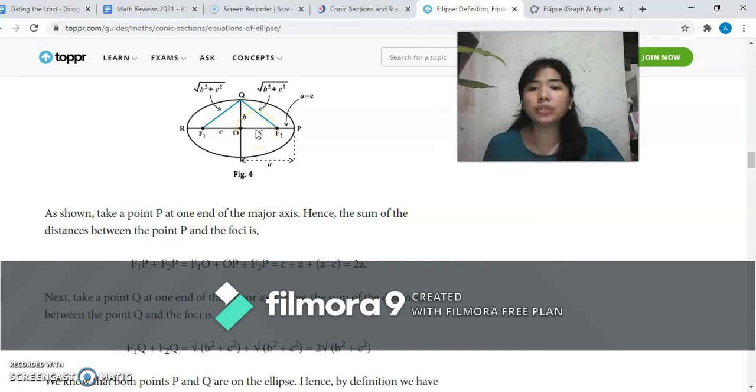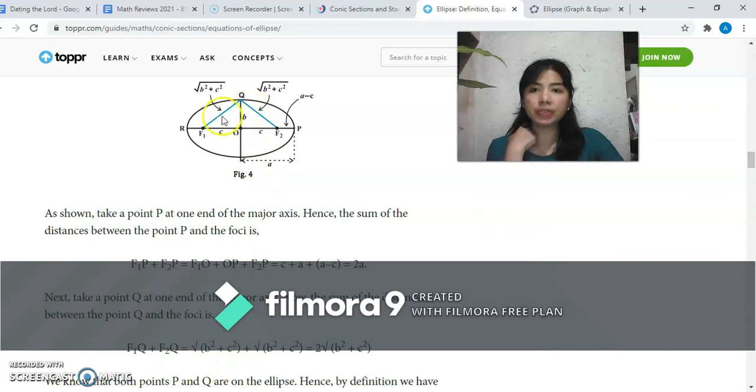But we will show here that F1Q is a hypotenuse for the right triangle F1OQ, and F2Q here is another hypotenuse, for the right triangle F2OQ. Now we will use the Pythagorean theorem. So this is your x squared, this is your y squared, and this is your r squared. So getting the r, that would be the square root of b squared plus c squared. I hope that you can see that.